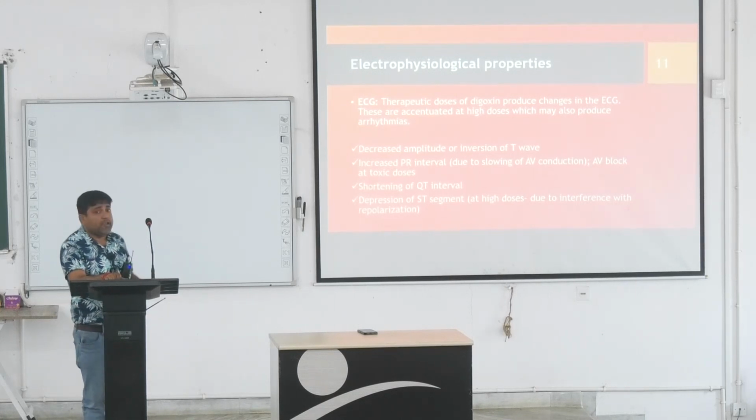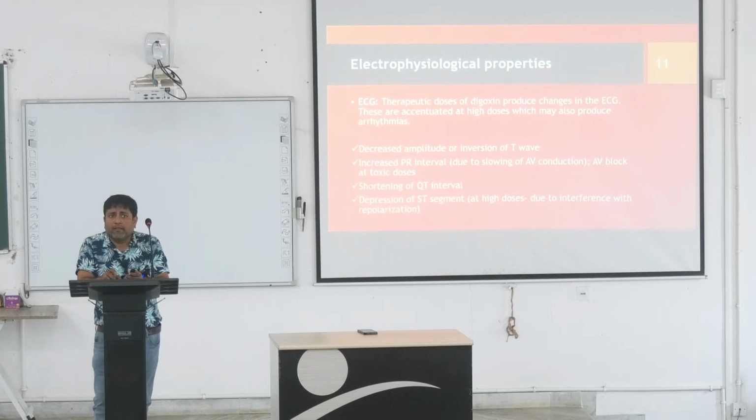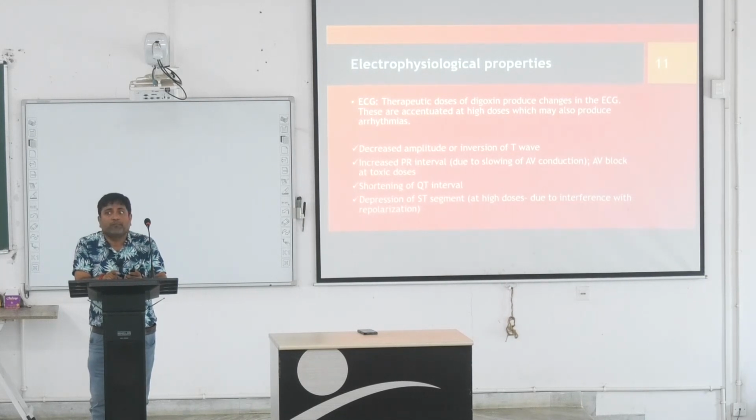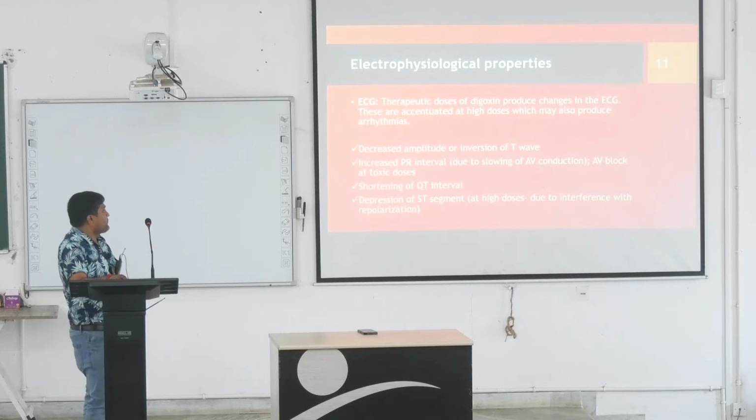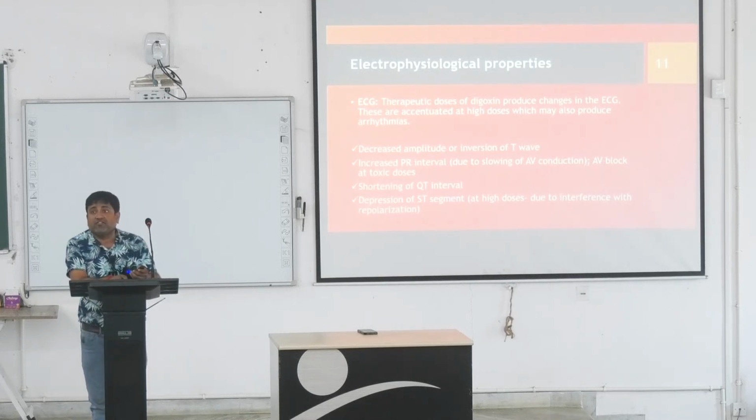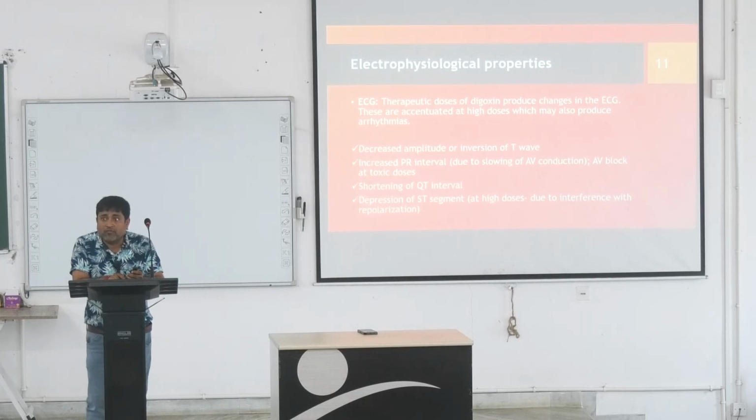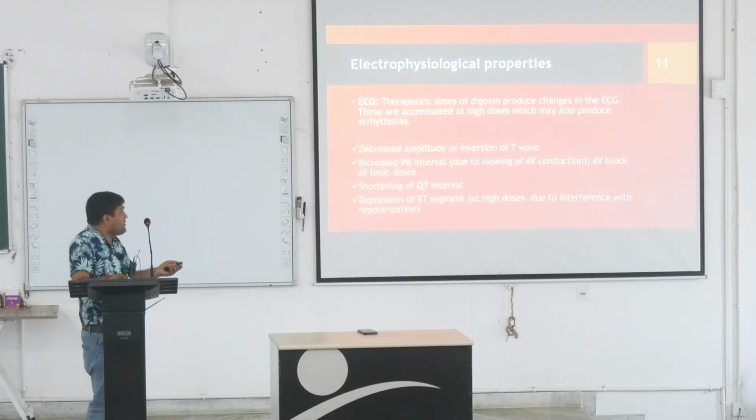Again, the QT interval is shortened. Why? Digitalis is increasing the force of contraction of the heart. So systole is shortened and diastole is prolonged. And because of shortening of the systole, in the ECG, the systole is shown by the QT interval. So as the systole is shortened, the QT interval is shortened here. And again, they cause depression of the ST segment because of interaction with the ventricular repolarization.